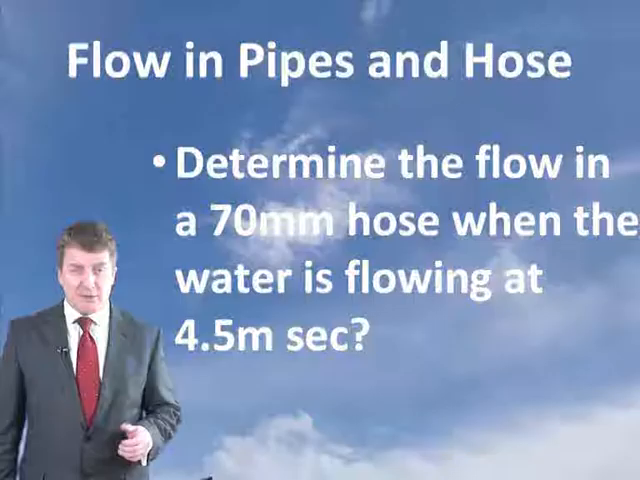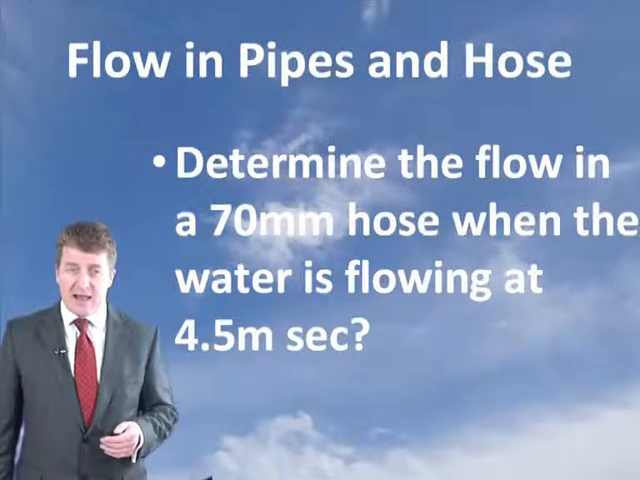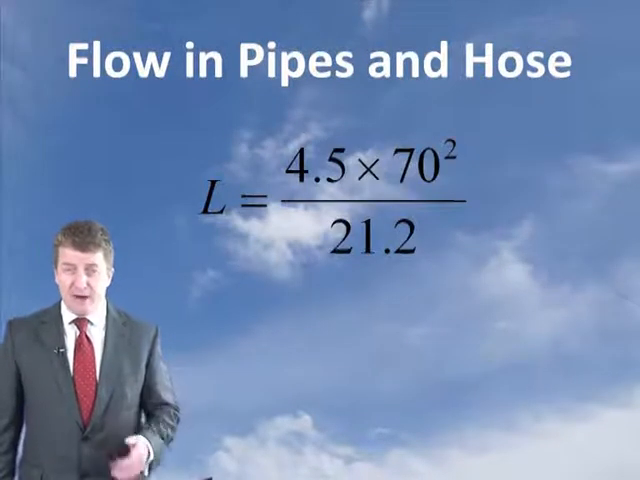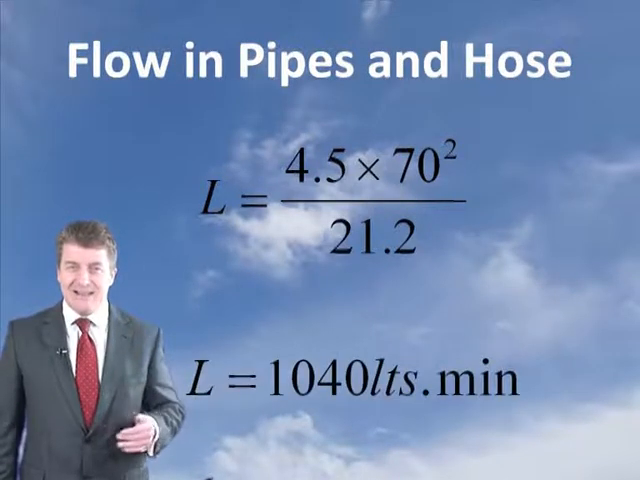Let's do another example. Determine the flow in a 70mm hose when the water is flowing at 4.5 metres a second. Well, if you put the known variables in the formula here, it gives you a flow of 1040 litres a minute.